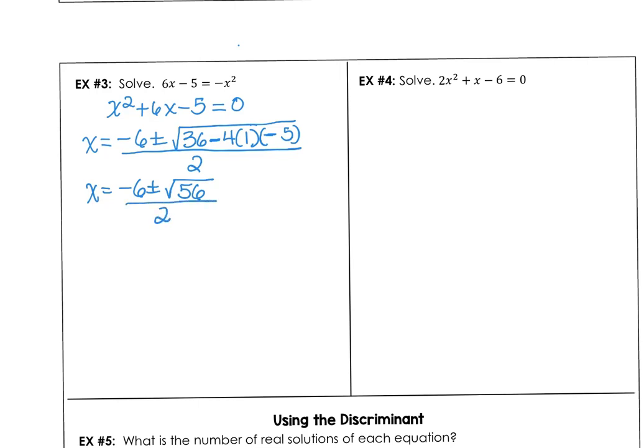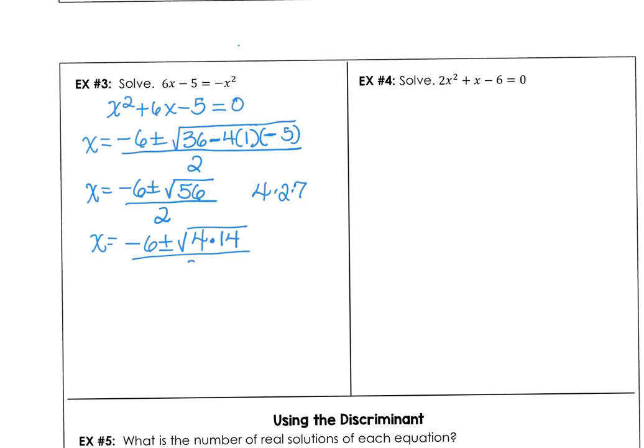Now think about rewriting the 56. We want to rewrite that as a perfect square times something. So I know 8 times 7, but 8's not a perfect square. I can rewrite 8 as 4 times 2, and 8 times 7 gives us 4 times the square root of 14.